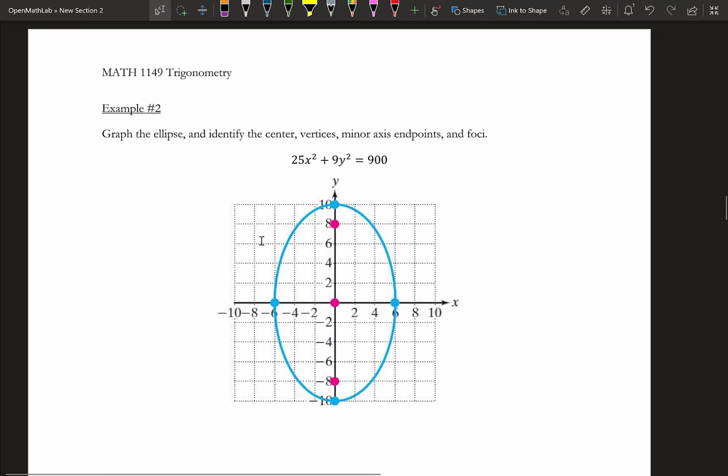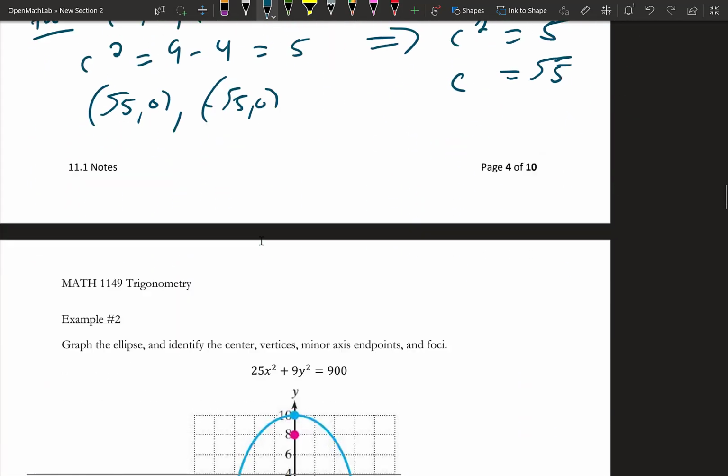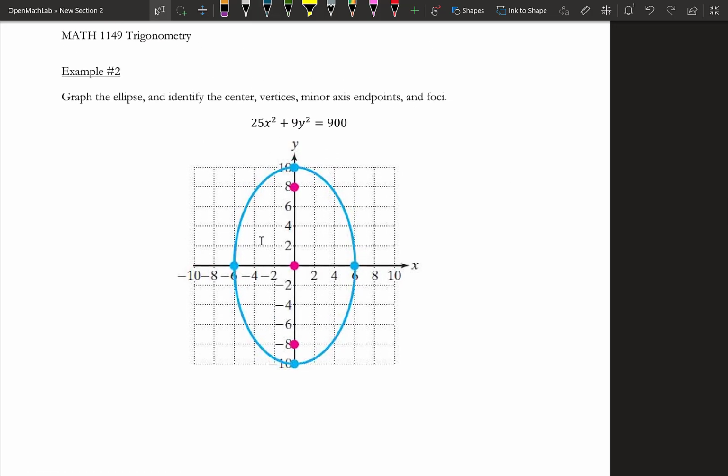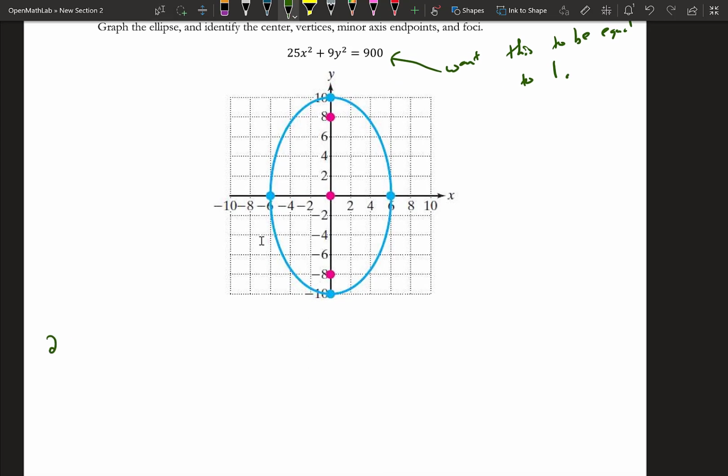So not too terribly difficult. So this next one, the equation, remember we want it equal to 1, right? Here this was nice because this one was already solved for 1, but they're not always going to be like that. So looking at this equation, I want this to be equal to 1 in order to get it in that standard form of an ellipse from our table. So an easy thing I can do here is just divide both sides by 900.